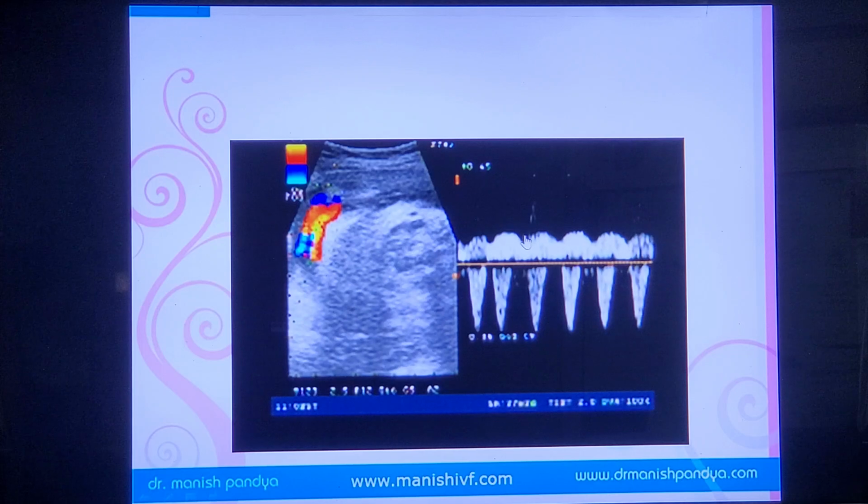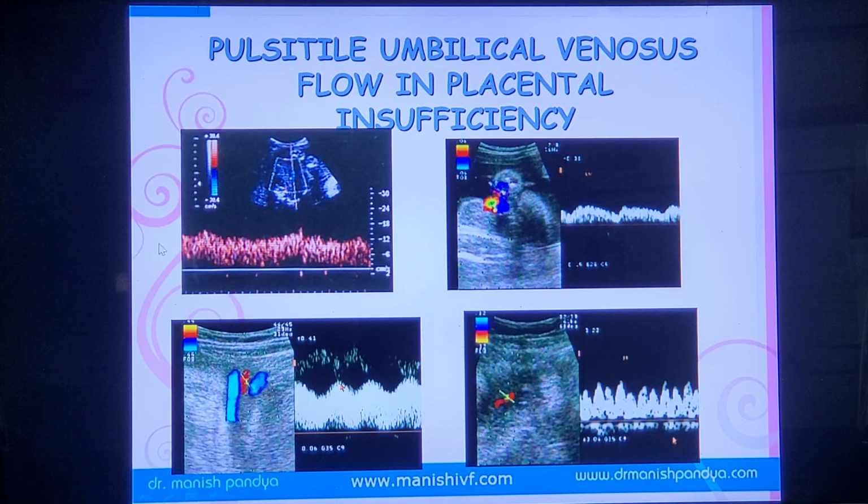You can see there is a pulsation in the umbilical vein. Okay? What is this? Normal umbilical vein. Pulsation in the umbilical vein. Very big pulsation in the umbilical vein. Usually the umbilical vein has a velocity of 10 to 15 centimeter per second and with no pulsation.